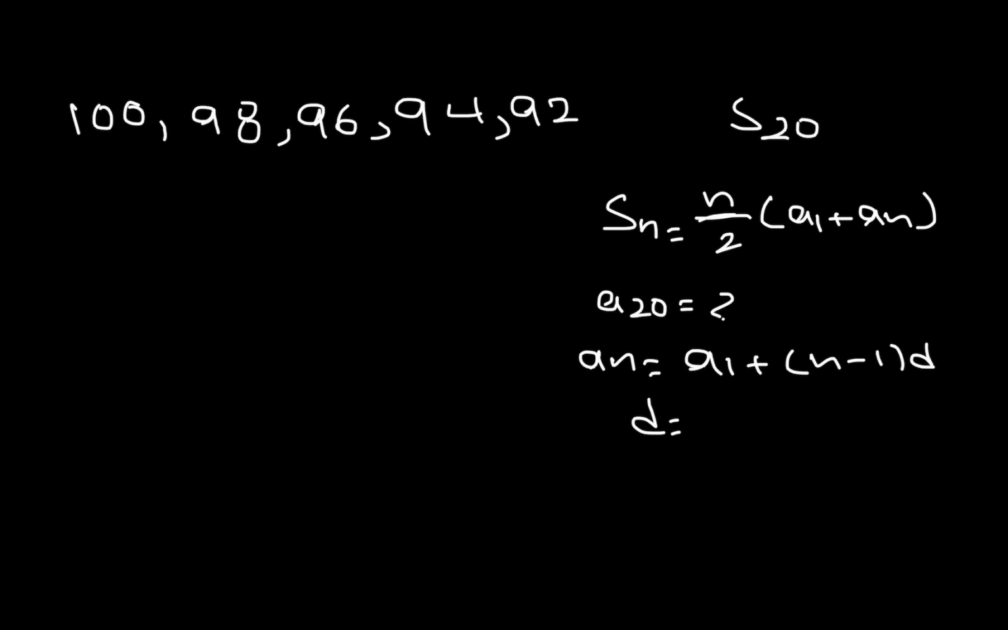Recall that the common difference is -2. So we can find the 20th value. A20 equals 100 plus 20 take away 1 multiplied by -2. So if you plug that into the calculator, that is 62.